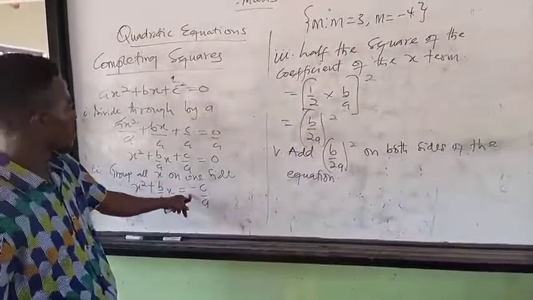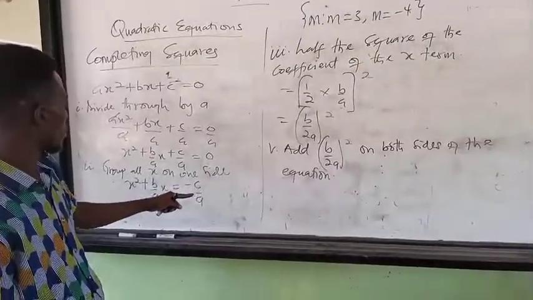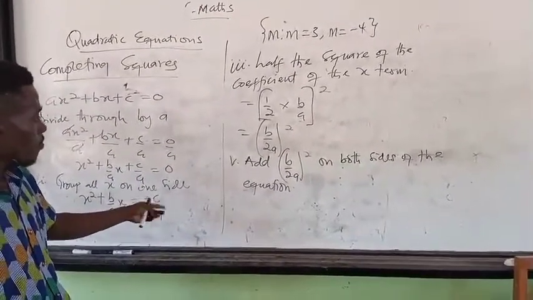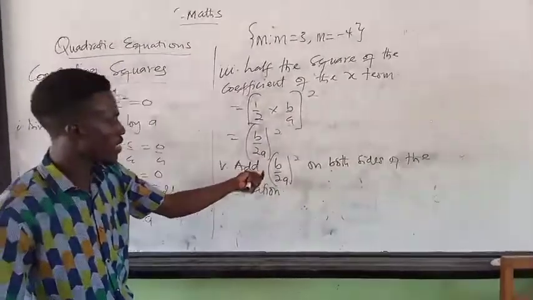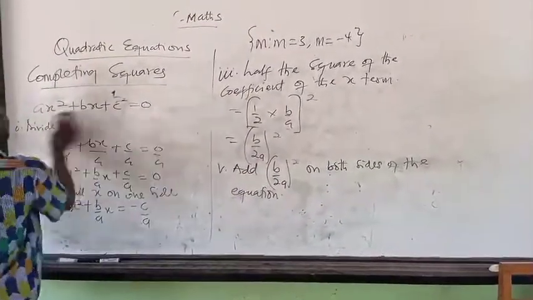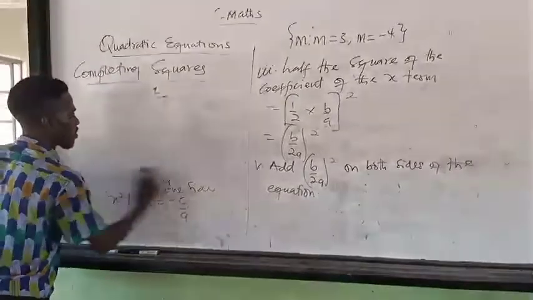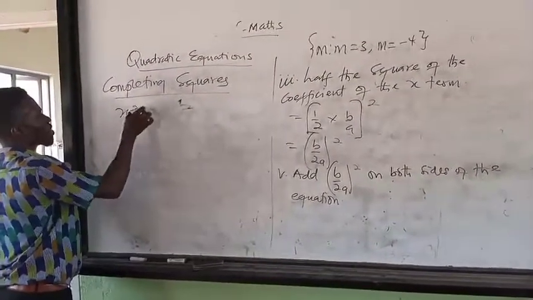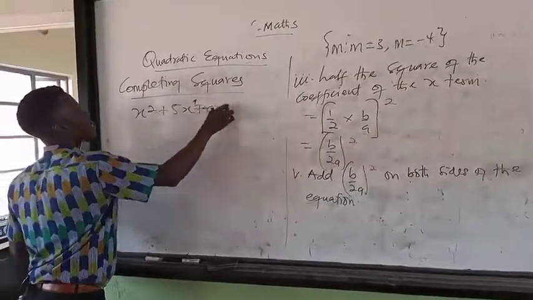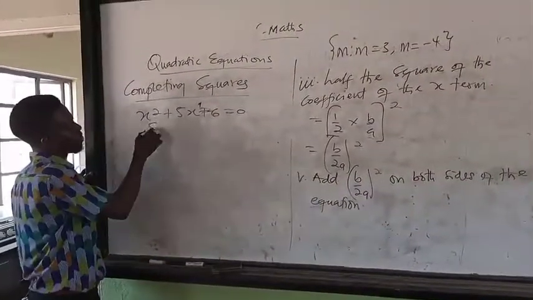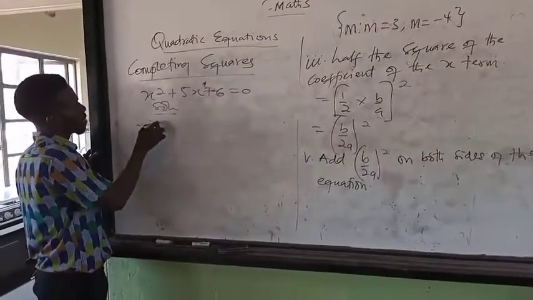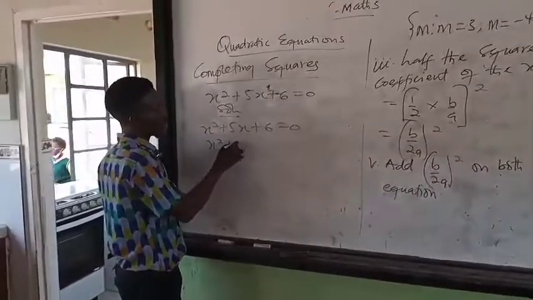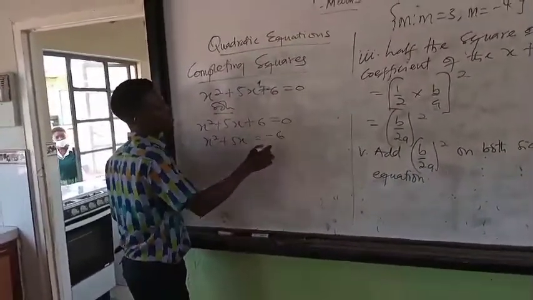After that, you find half the square of the coefficient of the x term. After that, you are going to add the result you get here on both sides of the equation. So let's take a first step. You have x squared plus 5x plus 6 is equal to 0. First of all, x squared plus 5x is equal to negative 6.